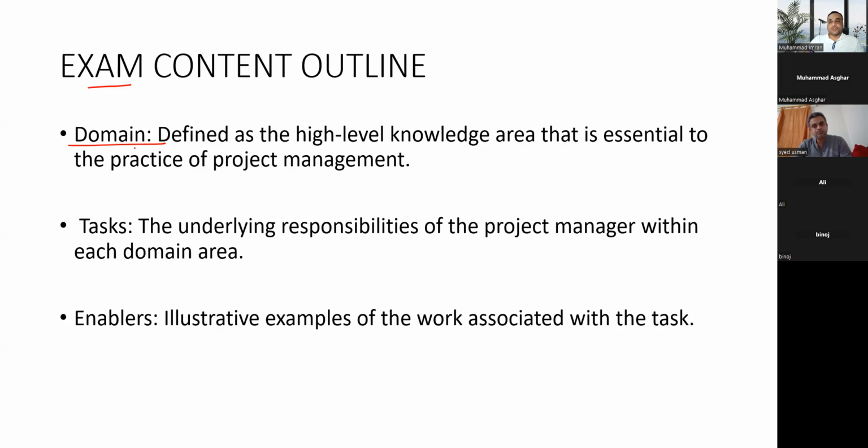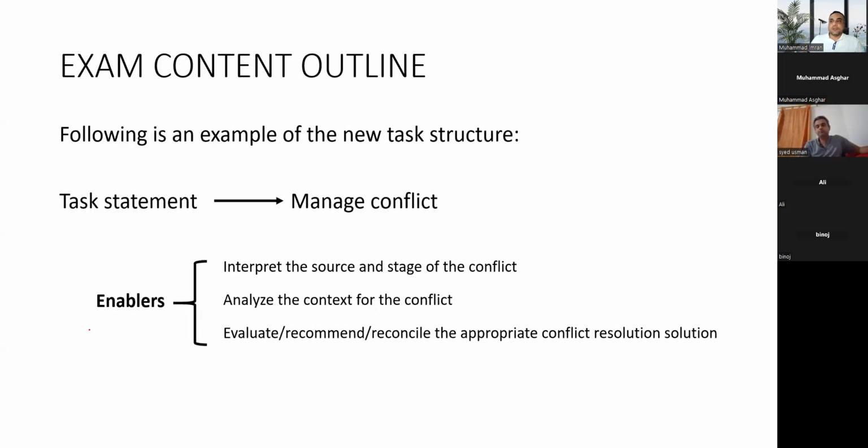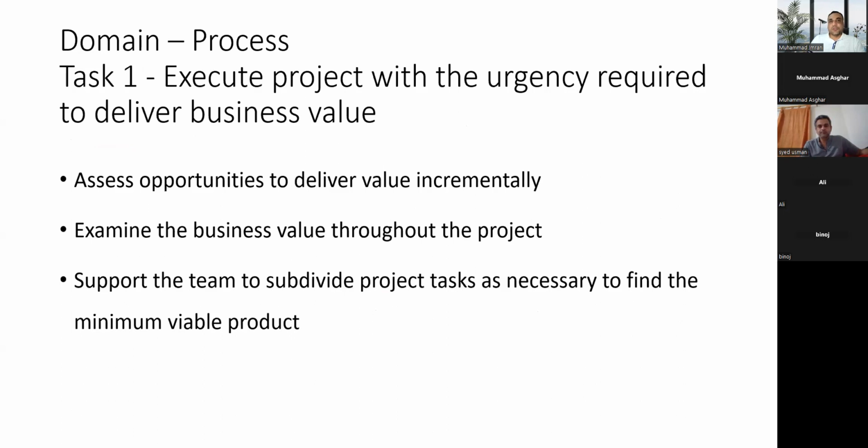And inside a domain, we have tasks, what a project manager should know while doing the project. And to achieve those tasks, there are some enablers. Enablers like if we have a task, manage conflict. So to manage the conflict, you have to understand the conflict and then you have to analyze it and then use the appropriate strategy to be used in the particular situation. Based upon that, we have our process domain today.